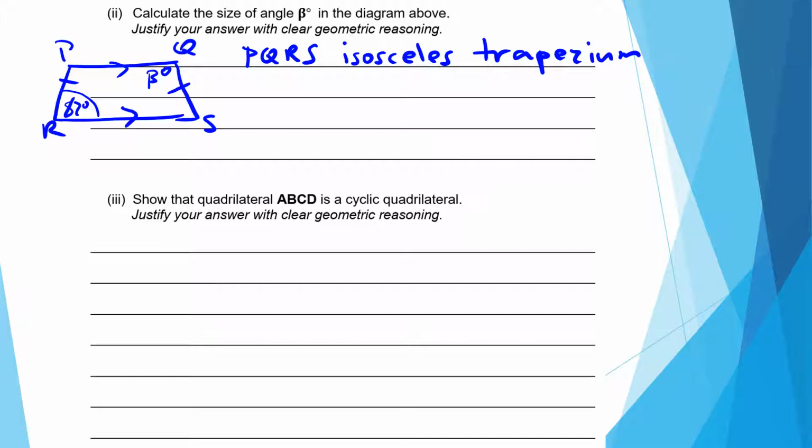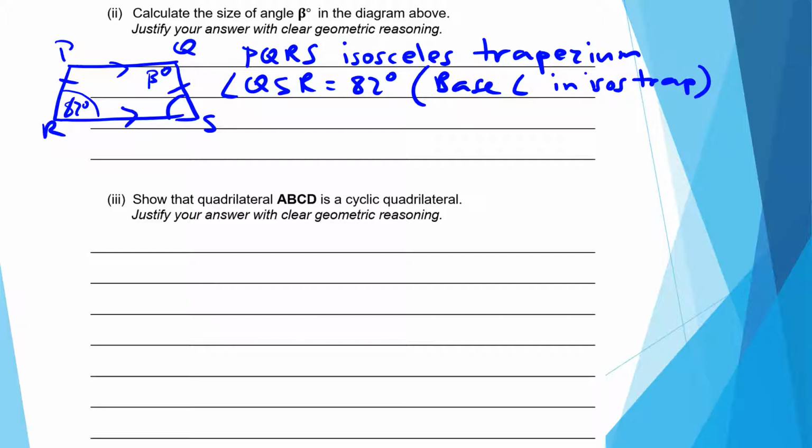Bit of a mouthful. But it means that the base angles are equal. So it means this angle here, angle QSR equals 82 degrees because they're base angles in isosceles trapezium. And therefore beta must be 98 degrees as well, again because it's co-interior, like the previous question. It's co-interior with QSR, co-interior angle in parallel lines. There we have it there.